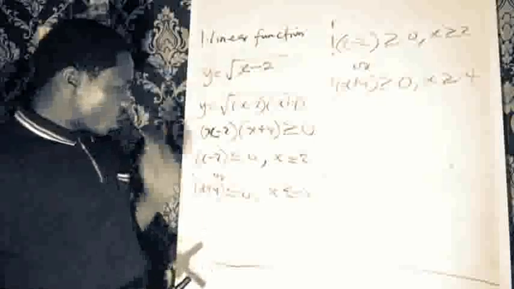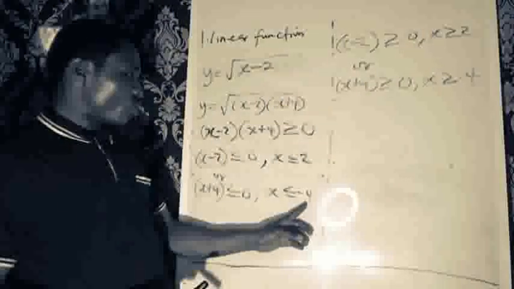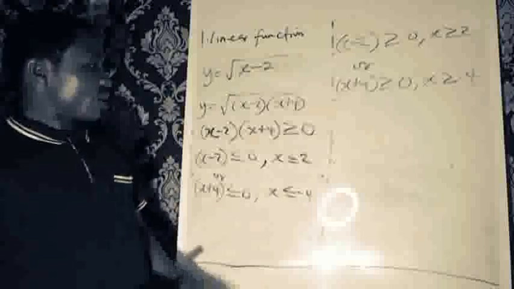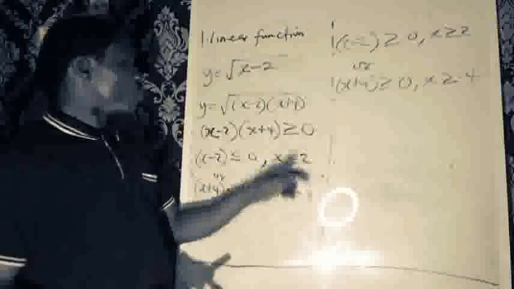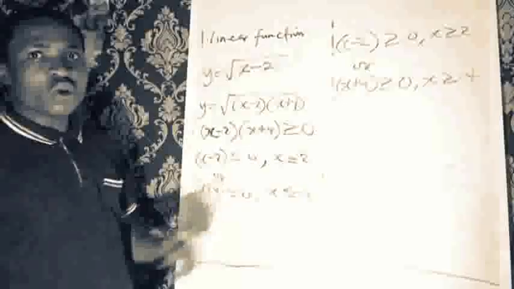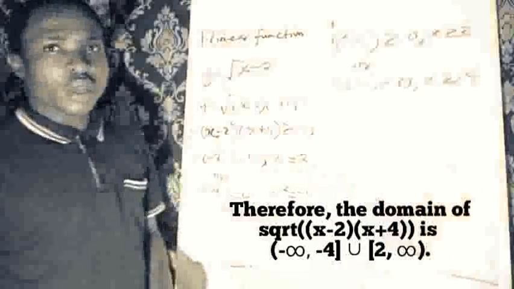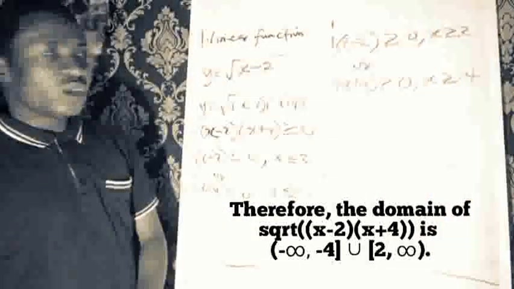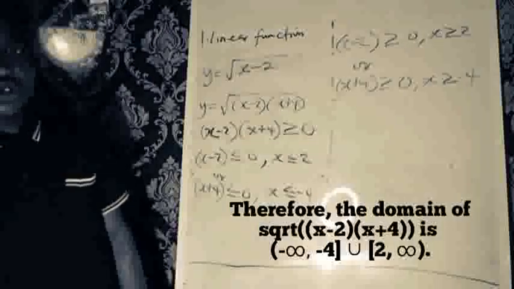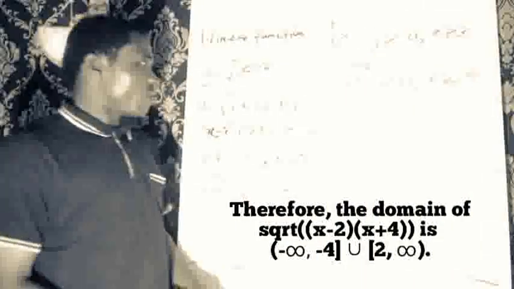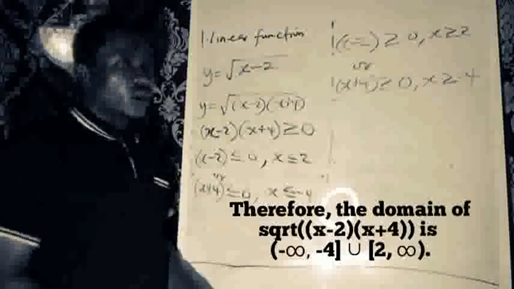Alright, so if you check for a number that is less than or equal to minus 4 and plug in here, the function will be defined. If you also check for a number that is less than or equal to 2 and plug in here, the function will also be defined. Then if you check for a number that is greater than or equal to 2 and plug in here, the function will be defined. If you also check for a number that is greater than or equal to minus 4 and plug in here, the function will also be defined. Okay, so these are some of the things that we need to look at under our domain and range.